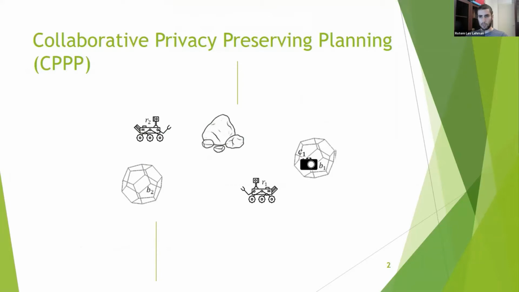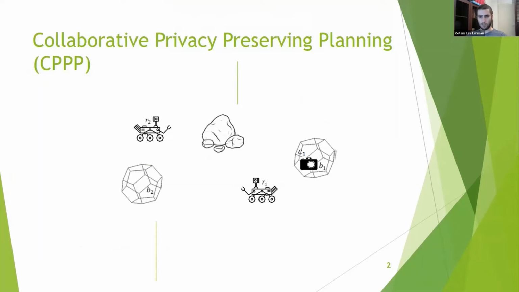Collaborative privacy-preserving planning is a field where multiple agents need to collaborate in order to find a joint plan while preserving the agent's privacy. It includes private and public facts and actions for each agent.